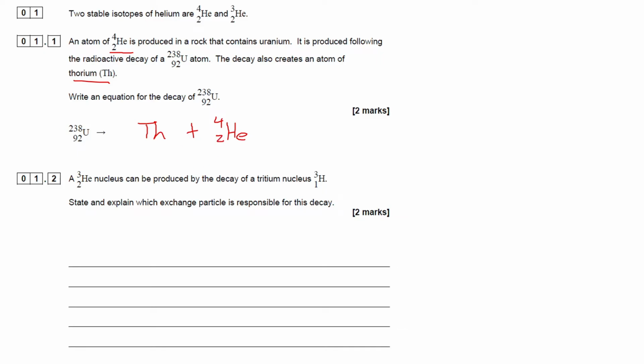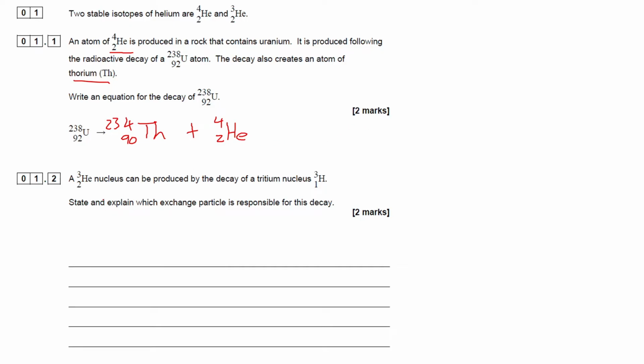So just looking at the numbers here, we know that the total mass needs to add up to 238. We have 4 here, so that means this is 234. Okay, and then the proton number, we have 2 here, so this must be 90. So that's it for the 2 marks.